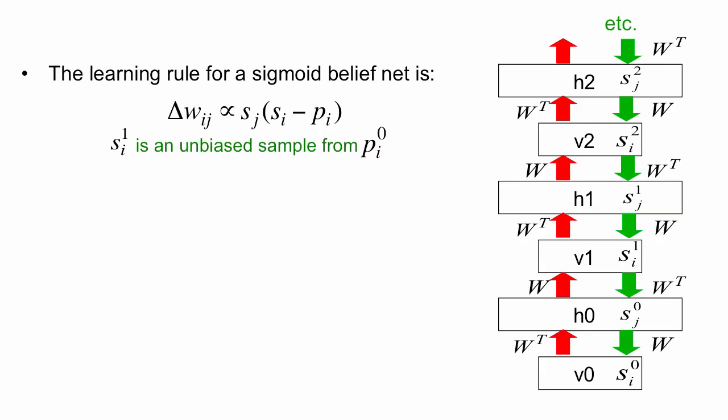So if you think about how Si1 was generated, it was a sample from what we get if we put H0 through the weight matrix W, and then through the logistic. And that's exactly what we'd have to do in order to compute Pi0. We'd have to take the binary activities in H0, and going downwards now through the green weights W, compute the probability of turning on unit i, given the binary states of its parents. So the point is, the process that goes from H0 to V1 is identical to the process that goes from H0 to V0, and so Si1 is an unbiased sample of Pi0. That means we can replace it in the learning rule.